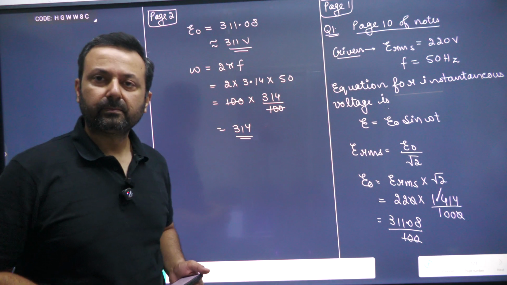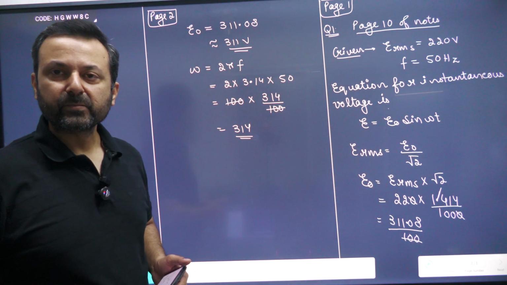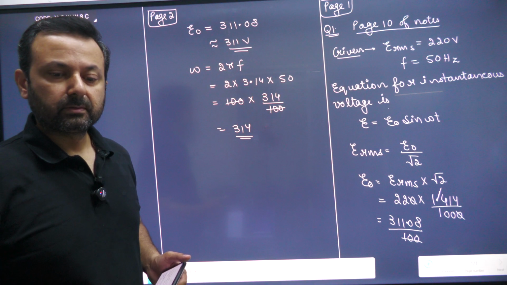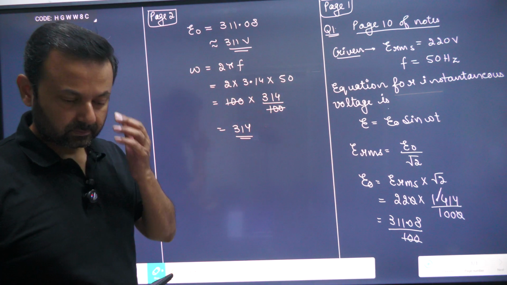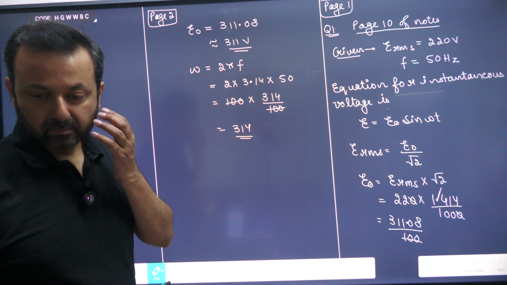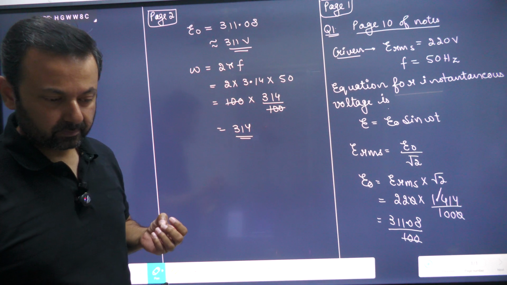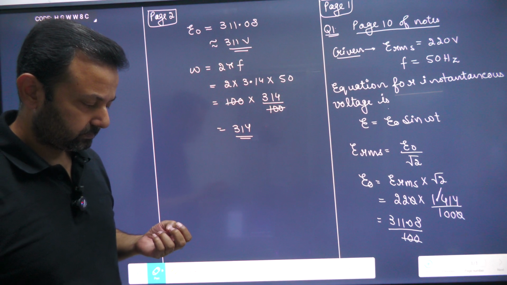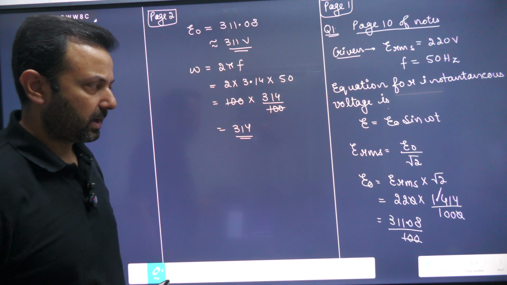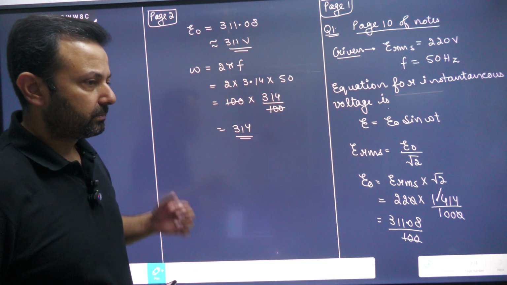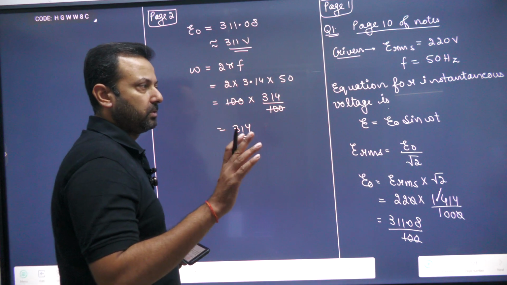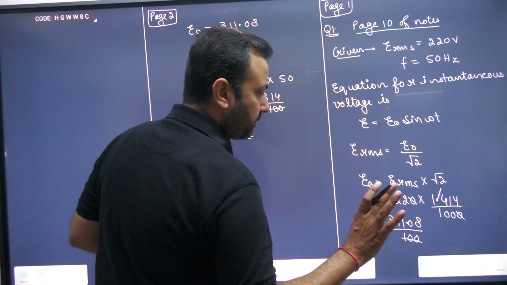If it's sine 2 pi, then can't you... omega t, t is equal to 1 by f, right? T is equal to 1 by f. So if omega is equal to 2 pi f and t is equal to 1 by f, omega t will be 2 pi. Wait.